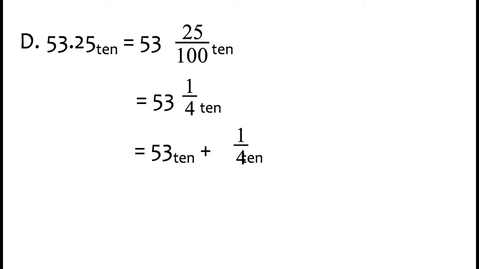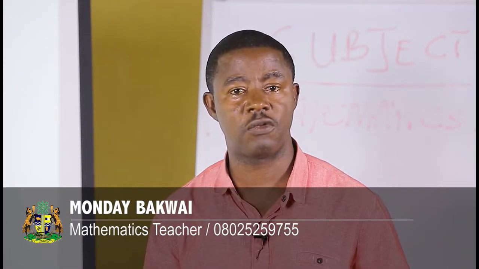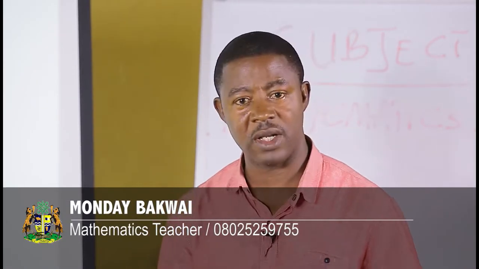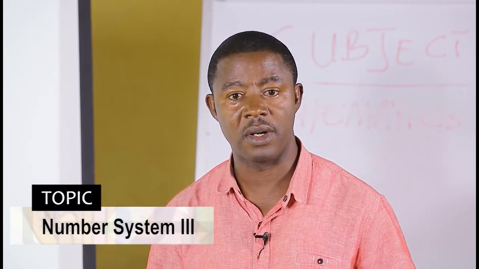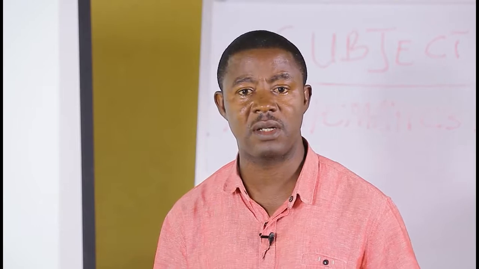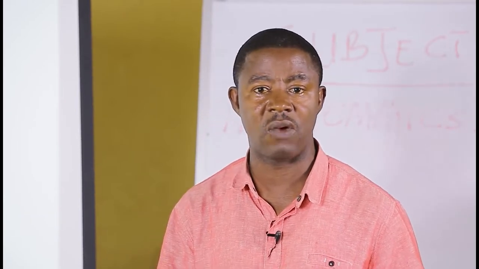53.25 base 10 to binary. We change the decimal fraction to a fraction. I have just explained that if you have 2 digits after the point, you divide by 100. If it is one digit after the decimal, you divide by 10. If it is 3 digits, you divide by 1,000.